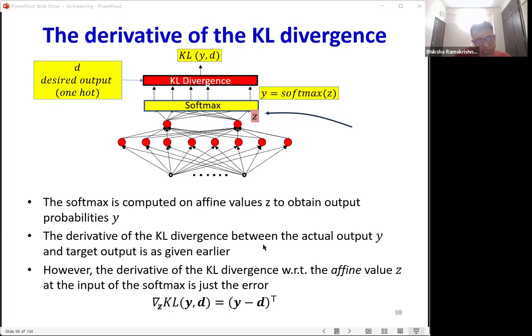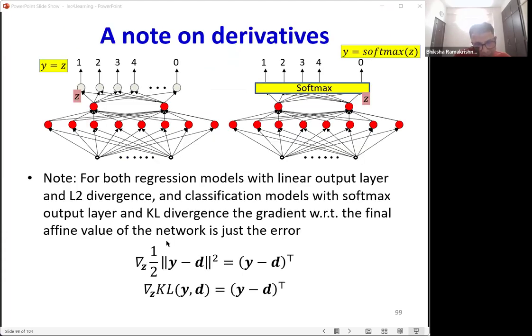And so it turns out that when you're performing regression using the Euclidean distance, we don't have any activation function. When you're performing classification, we have a softmax activation. In both cases, you get the affine term z. And in both cases, the derivative of the L2 divergence with respect to z in the regression case, and the derivative of the KL divergence with respect to z in the classification case, is simply the error between the actual output of the activation and the desired output. That's very convenient.